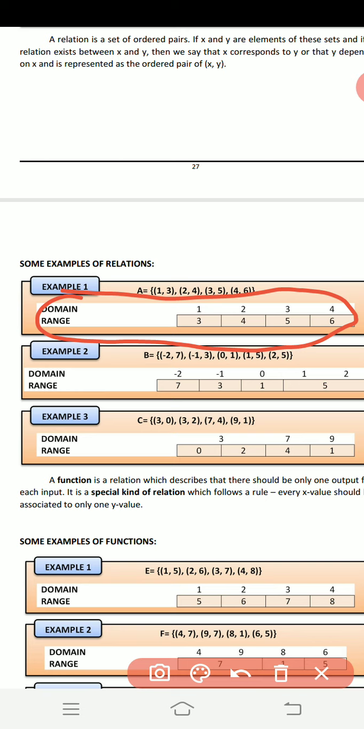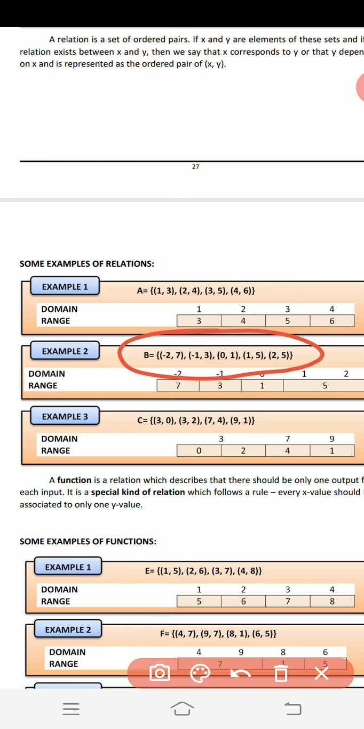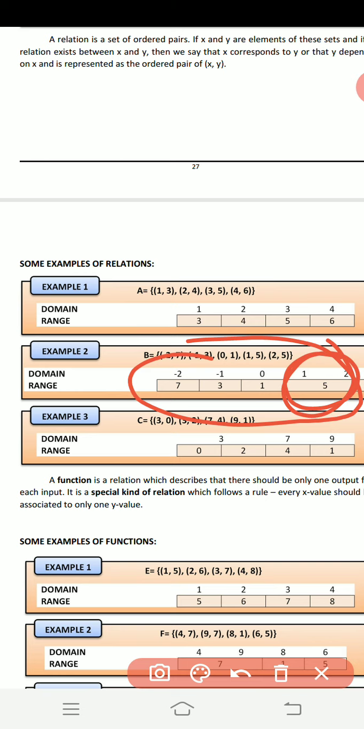So we have a relation pa lang to ha, wala pa tayo sa function. Next we have set B: (-2, 7), (-1, 3), (0, 1), (1, 5), (2, 5). So plotting it or presenting it in a tabular form, we have here negative 2 paired to 7 in the range, negative 1 to 3, 0 to 1, 1 to 5, and 2 to 5. So yun, nag-share yung dalawa dun sa 5. Kaya meron tayong ganitong illustration.